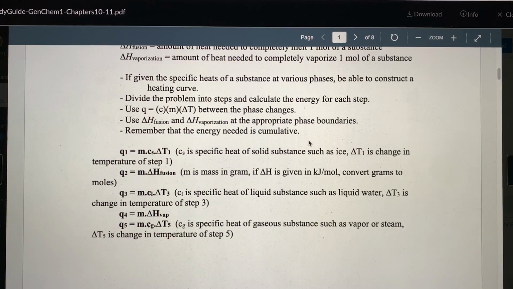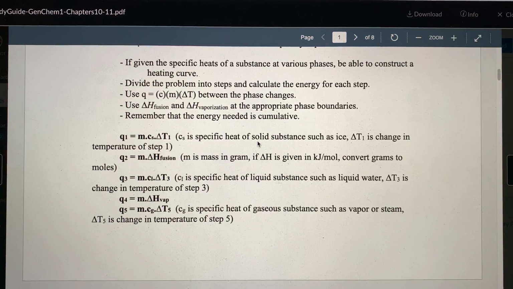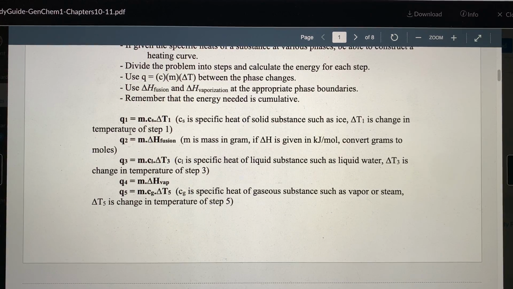Okay, and then if we're asked to figure out the total energy, then remember it's cumulative, so we have to add them all up together. Okay, so I split them up into 5 steps here for you, Q1 to Q5, and the formula Q1 is MC delta T, and C, notice that's the Cs right here, and I define it as specific heat for solid, such as ice, and delta T is the temperature change in step 1.